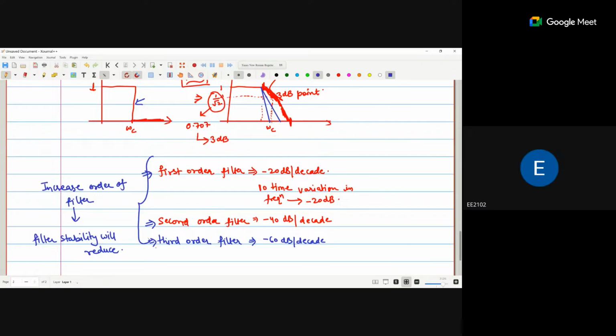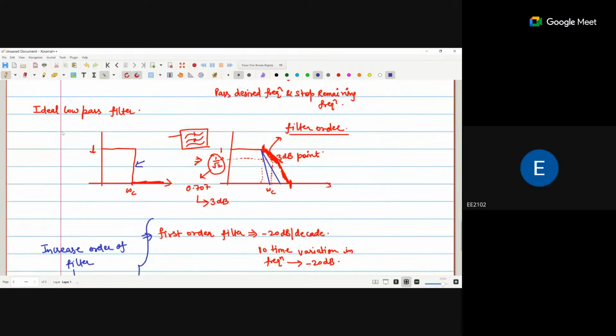So that's why we can say that this response with zero transition is the ideal. That is not possible practically. Okay, and this is the practical low pass. Clear?